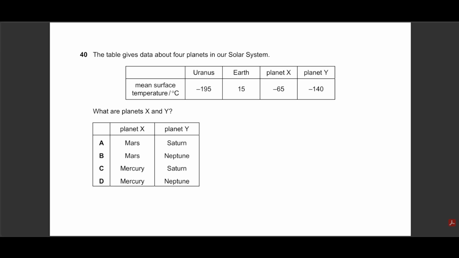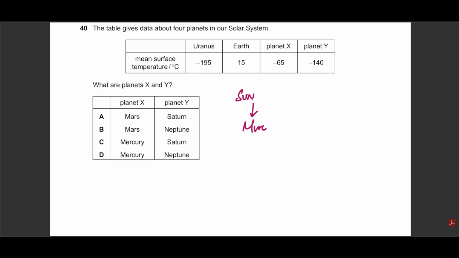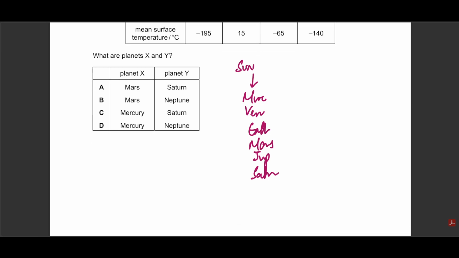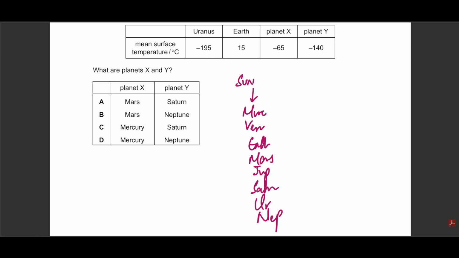Question number 40 is again a memory-based question. He says, mean surface temperature, Earth, Uranus, planet X, planet Y. We are supposed to name planets X and Y. So if this is my sun, then the next planet we have is Mercury. Then we have Venus. Then we have Earth. Then we have Mars. Then we have Jupiter. Then we have Saturn. And then we have Uranus. And then we have Neptune. Pluto sadly has been jumped out of the planet list because we don't like Pluto.